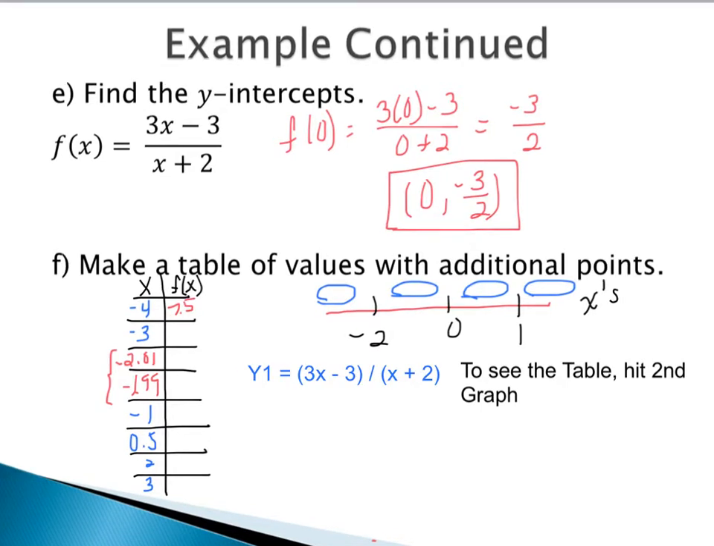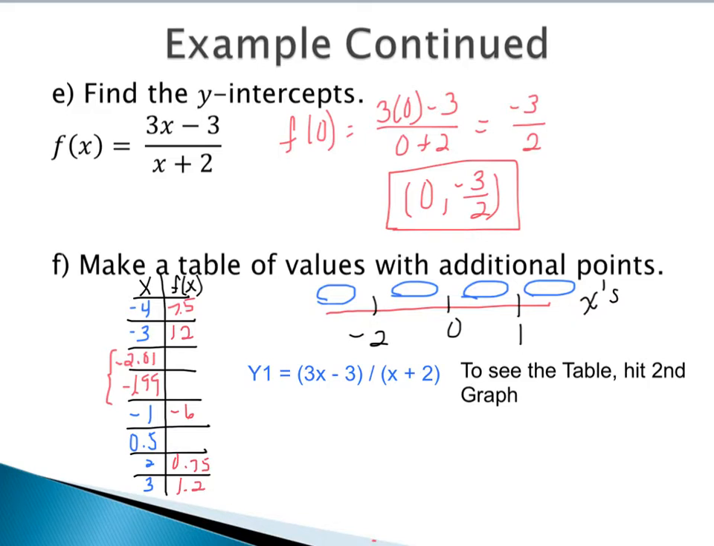-3 was 12, -1 is -6, 2 is 0.75, and then 3 is 1.2. Now your other values at -2.01, -1.99, and 0.5, you probably won't be able to see them in your table. There is a method to use your table in order to evaluate these if you wish to do it that way and you know how.